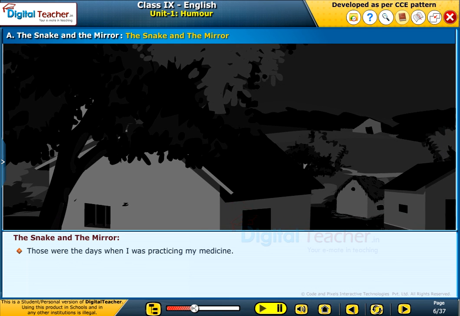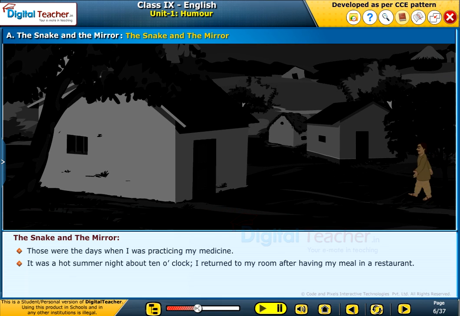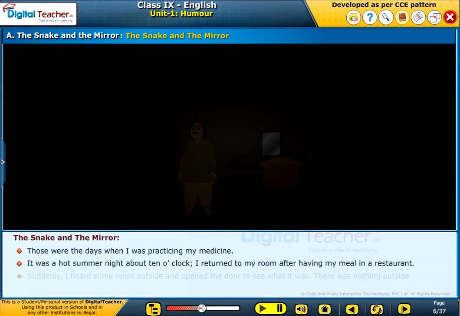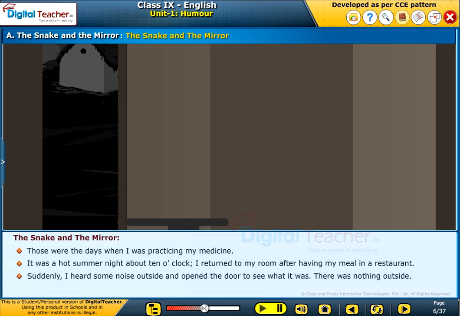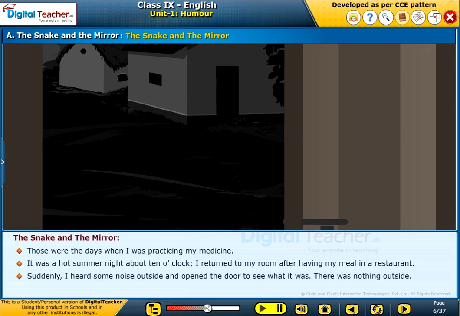Those were the days when I was practicing my medicine. It was a hot summer night, about 10 o'clock. I returned to my room after having my meal in a restaurant. Suddenly, I heard some noise outside and opened the door to see what it was. There was nothing outside.